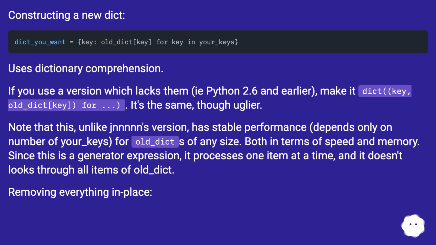Note that this, unlike JNNNN's version, has stable performance, depends only on number of your underscore keys, for old_dicts of any size. Both in terms of speed and memory. Since this is a generator expression, it processes one item at a time, and it doesn't look through all items of old_dict. Removing everything in place.